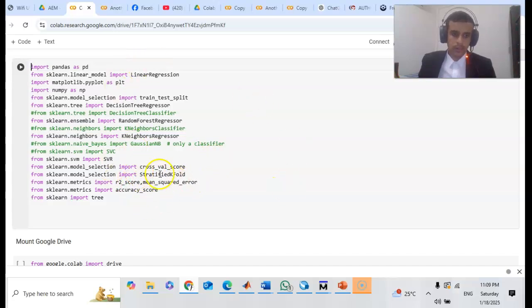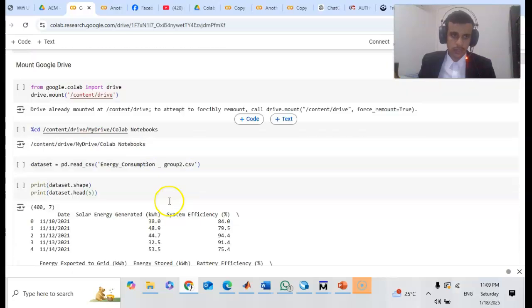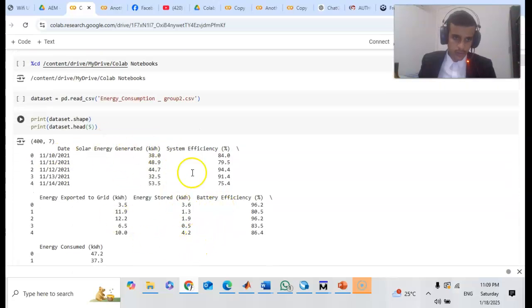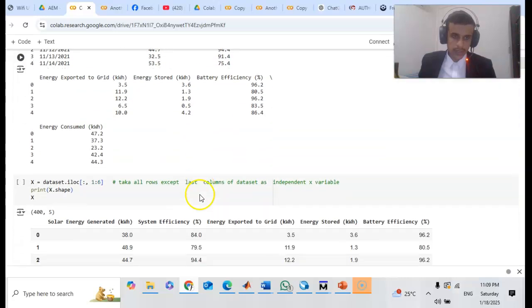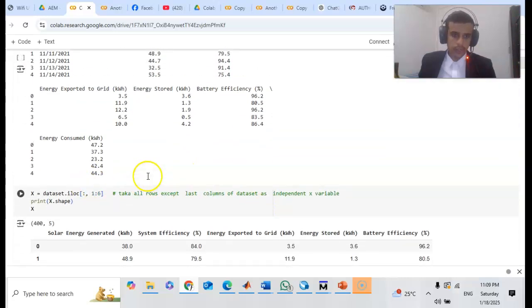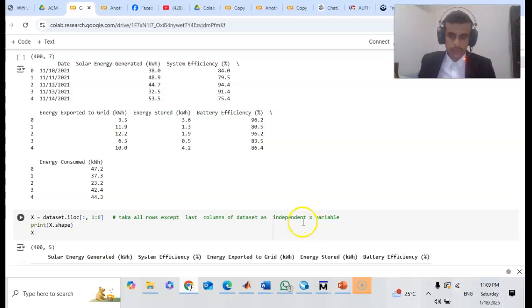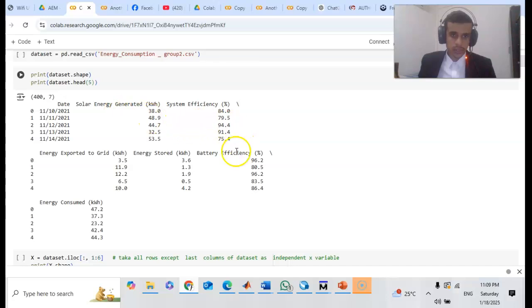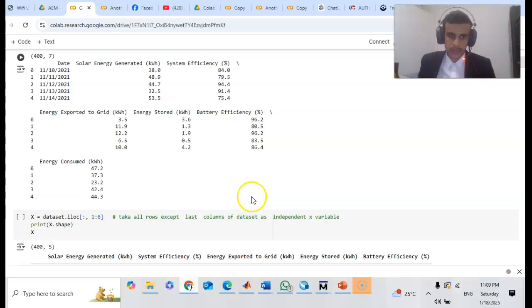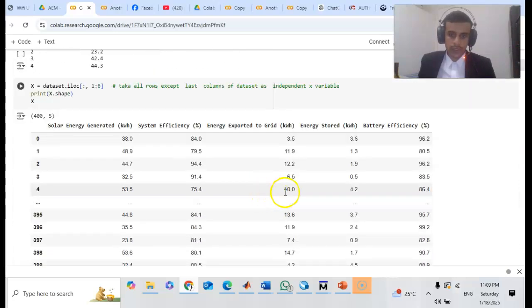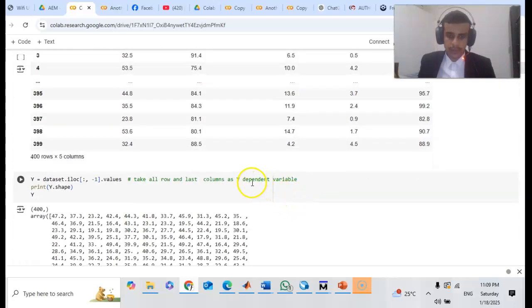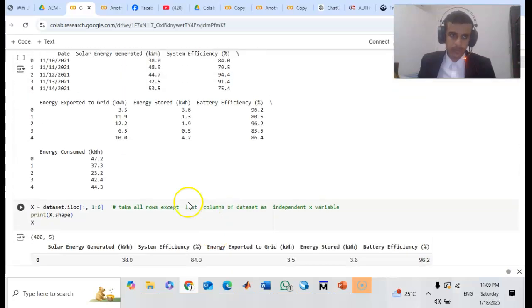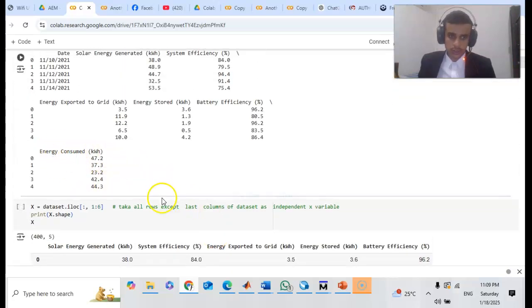Here we go to machine learning for multivariate analysis using Google Colab. This is the data that we use. For the independent variables X, we have solar energy, system efficiency, energy export, energy storage, and battery efficiency. For the dependent variable y, we have energy consumed.